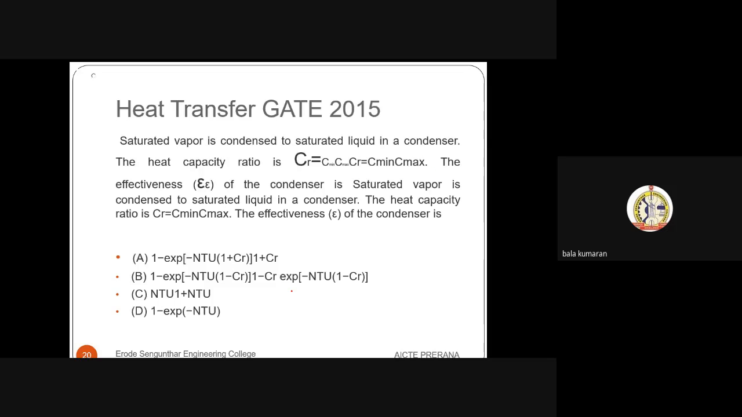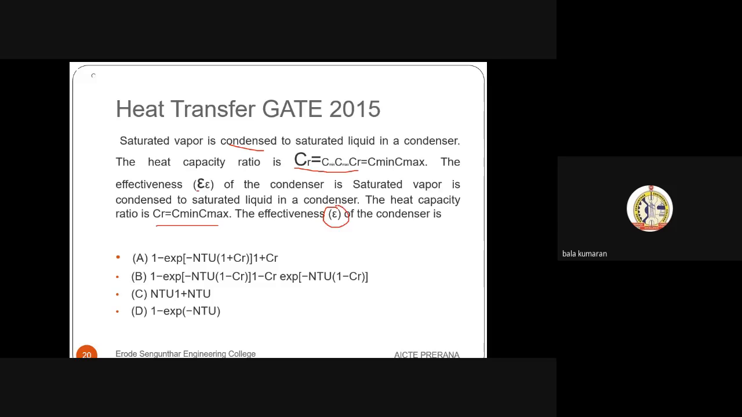This is also an easy question. By doing it, we are able to understand saturated vapor in the condenser to saturated liquid in the condenser. The heat capacity ratio is CR equal to C minimum by C maximum. The effectiveness E of the condenser is asked. They ask us to find the formula for E.